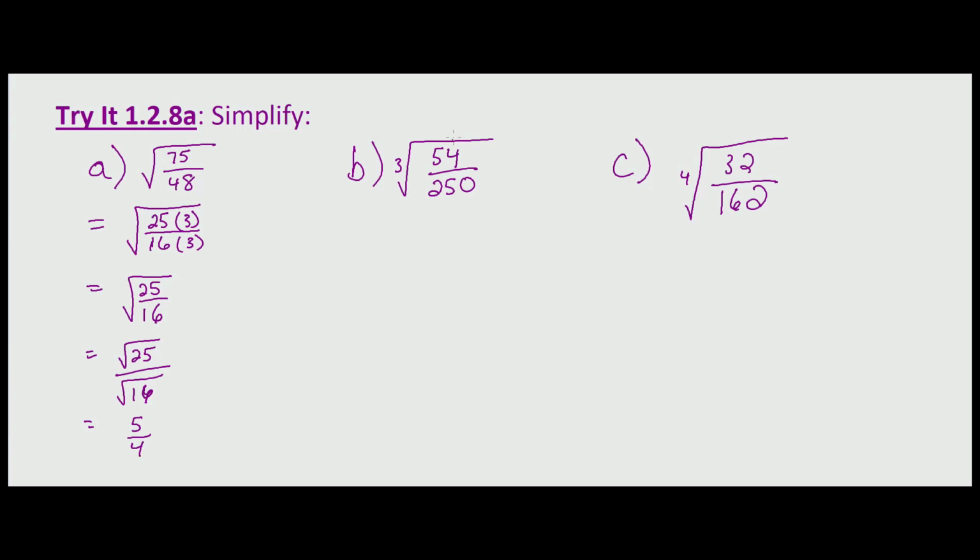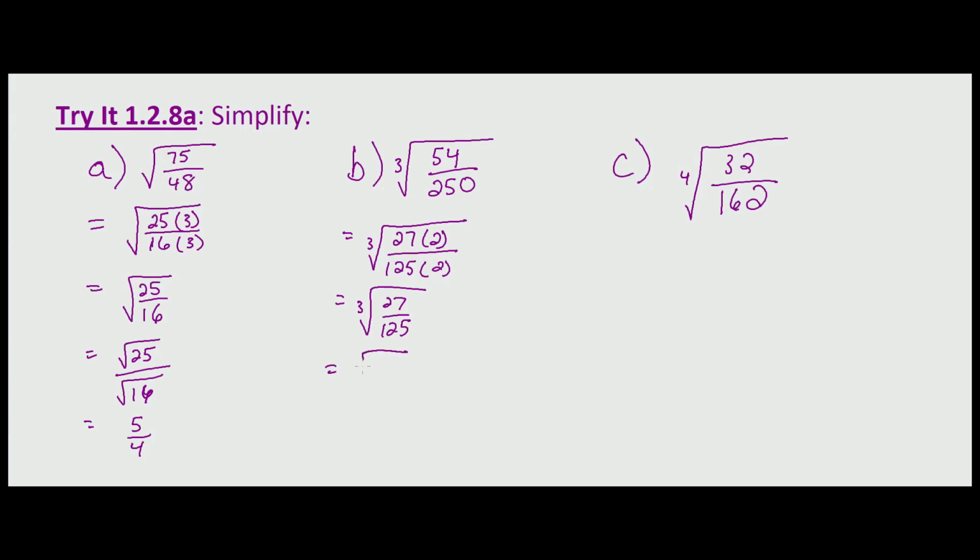Part B, we're looking at a cube root, so ideally we're going to want perfect cubes under the radical. If we simplify first, we should recognize that 54 is 27 times 2, and 250 is 125 times 2. The 2's cancel, leaving us with the cube root of 27 over 125.